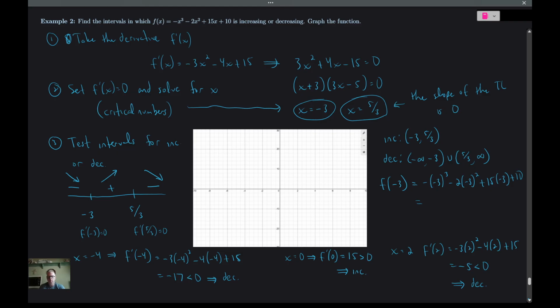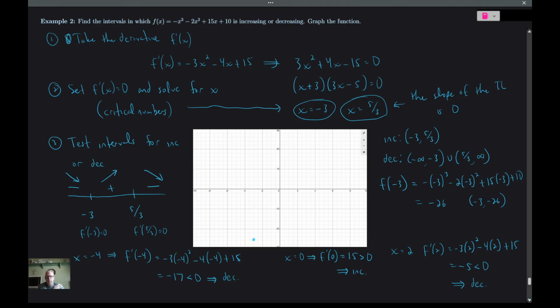Negative 3 cubed minus 2 times negative 3 squared plus 15 times negative 3 plus 10. And I get an error. Helps if you do this correctly in the calculator. Negative 26. So we need to plot the ordered pair negative 3, negative 26. So negative 3 will be approximately here. Negative 3, negative 26, about there.